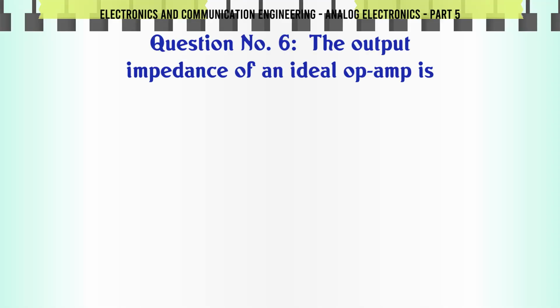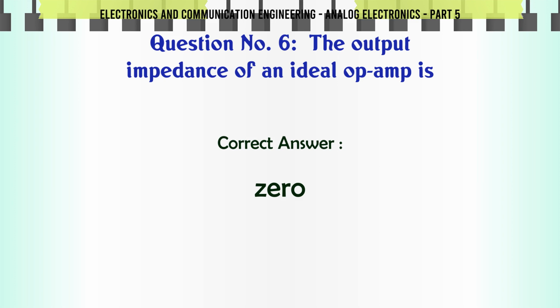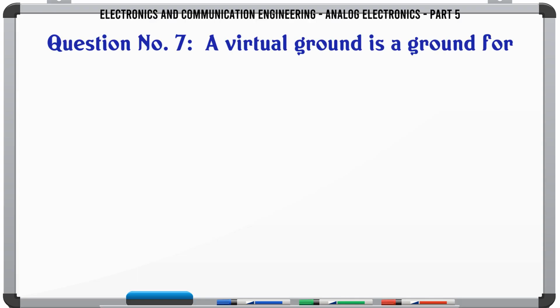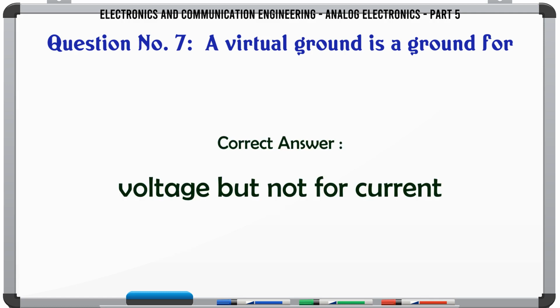The output impedance of an ideal op amp is A) 0, B) low, C) high, D) infinite. The correct answer is 0. A virtual ground is a ground for A) voltage, B) current, C) both voltage and current, D) voltage but not for current. The correct answer is voltage but not for current.